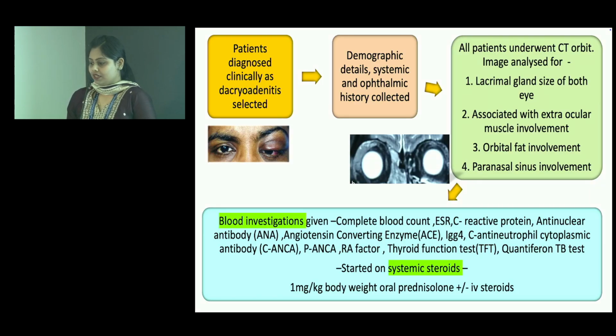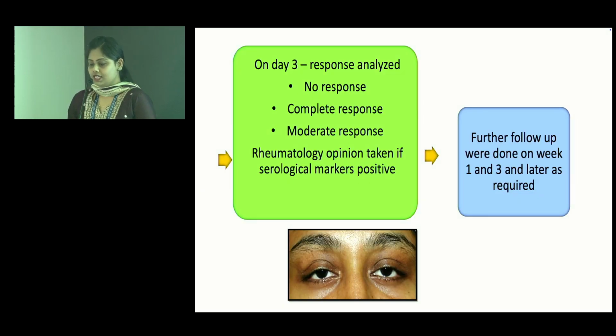All the patients underwent CT orbit and the image was analyzed for the involvement of lacrimal gland, extraocular muscle, orbital fat and paranasal sinus. Blood investigations were sent to look for serological immunological markers. Patients were started on systemic steroids and on day 3 response was analyzed. It was categorized as no response, complete response, or moderate response if the response was in between the first two. Rheumatology opinion was taken if serological markers were positive. Further follow-up was done on week 1 and week 3.